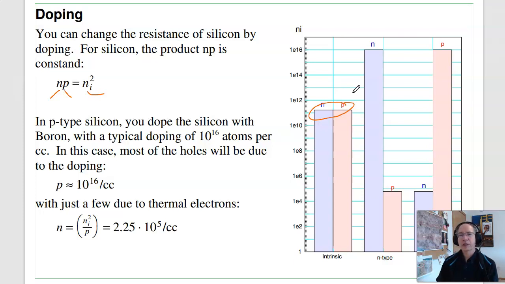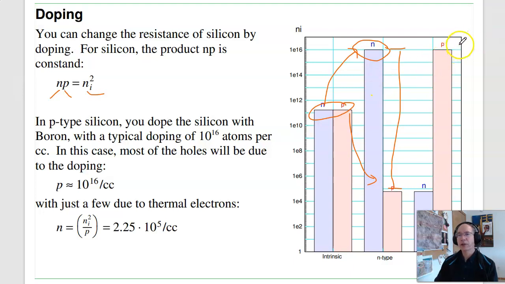If, however, I were to add, say, 10 to the 16th electrons to it, then what happens is, again, holes times electrons is a constant. The number of electrons has gone up. The number of holes has gone down accordingly. Now the number of electrons dominate. Almost all the charge carriers are electrons. And again, it's not subtle. There are a few holes in here, but that's like 10 to the 12th to 1 ratio.